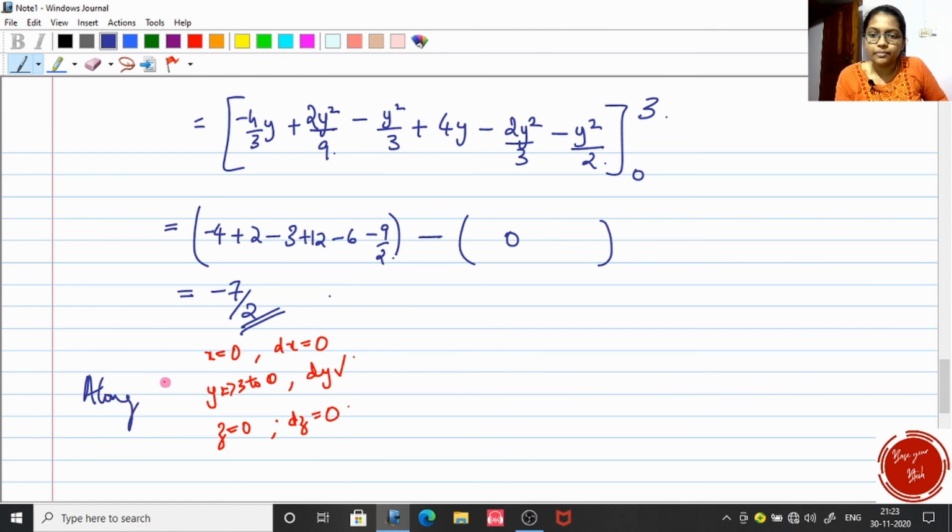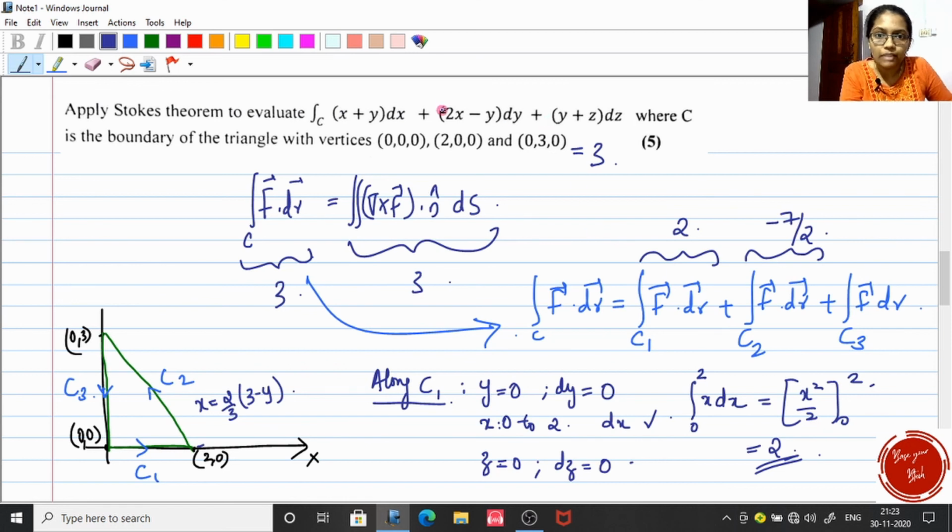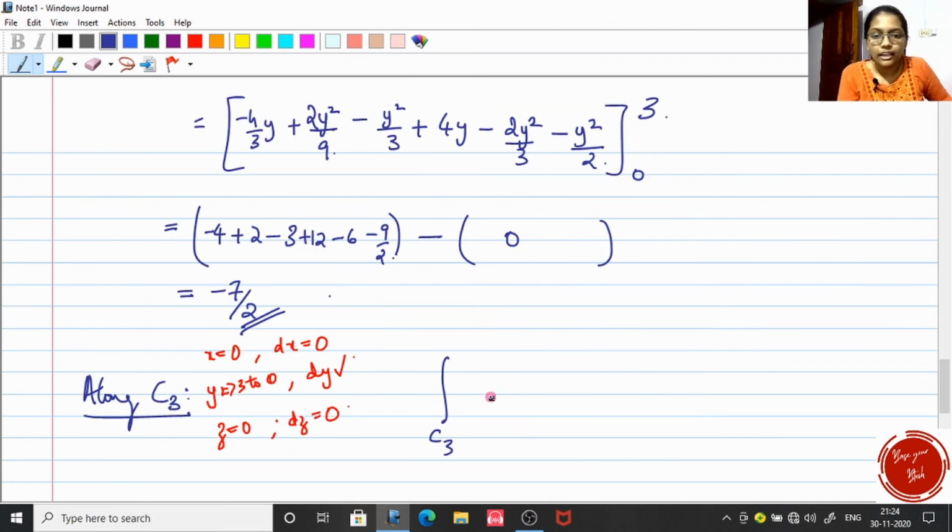So these are the details for this curve C3, and you can see that dx and dz are equal to 0. So you will have only the middle term, that is, you will have only this term, and also the x value is 0 there, isn't it? So you will be left with integral of negative y dy, fine, and what is the limit along the y axis? y ranges from 3 to 0.